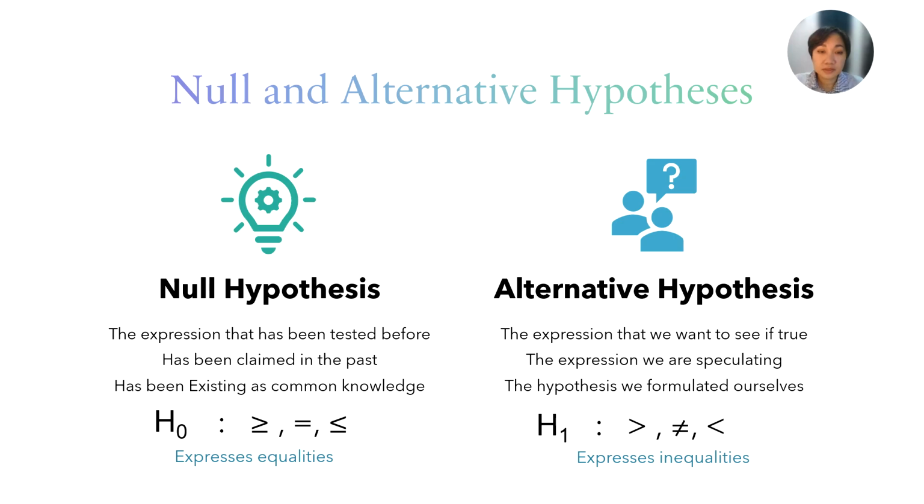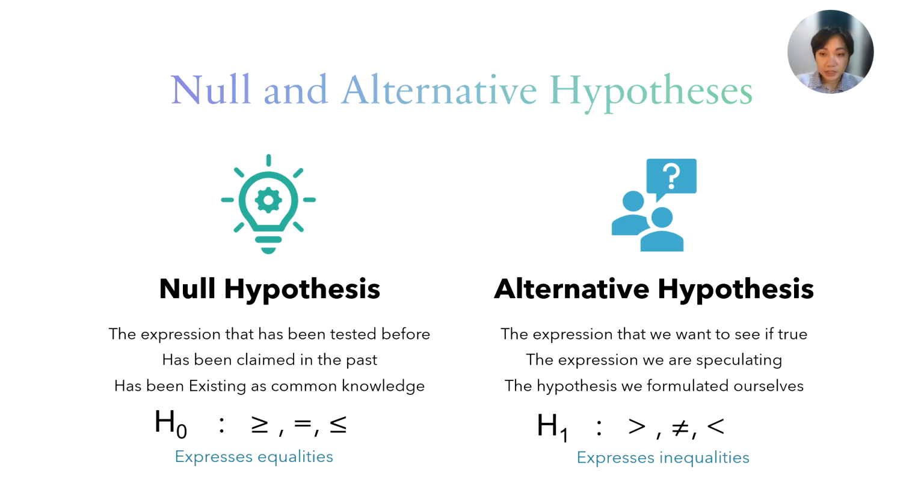So now let's summarize the differences between the null and alternative hypothesis, because you will figure out what is the alternative hypothesis in every worded problem. And of course, in the future, when you are going to create your own thesis, you're going to figure out what would be your alternative hypothesis. So null hypothesis is the expression that has been tested before, has been claimed in the past, or has been existing as common knowledge. Alternative hypothesis is the expression that we want to see if true. Okay, it's the expression that we are speculating and the hypothesis we formulated ourselves.